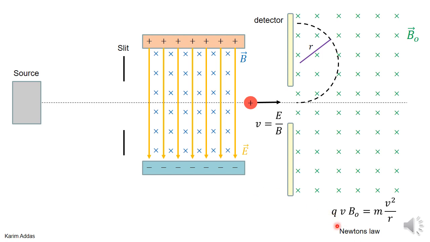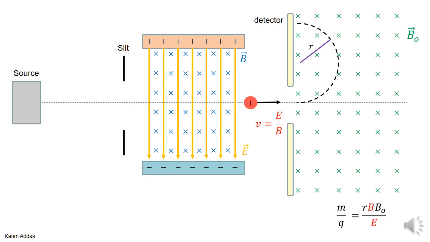If you apply Newton's law, QVB node, the magnetic force on the charged particle in this region, the radial force, is equal to the mass times the acceleration. So basically M over Q is R B node over V. But the speed of the charged particle, we know what it is. It's E over B. We can substitute the value of V to be E over B.